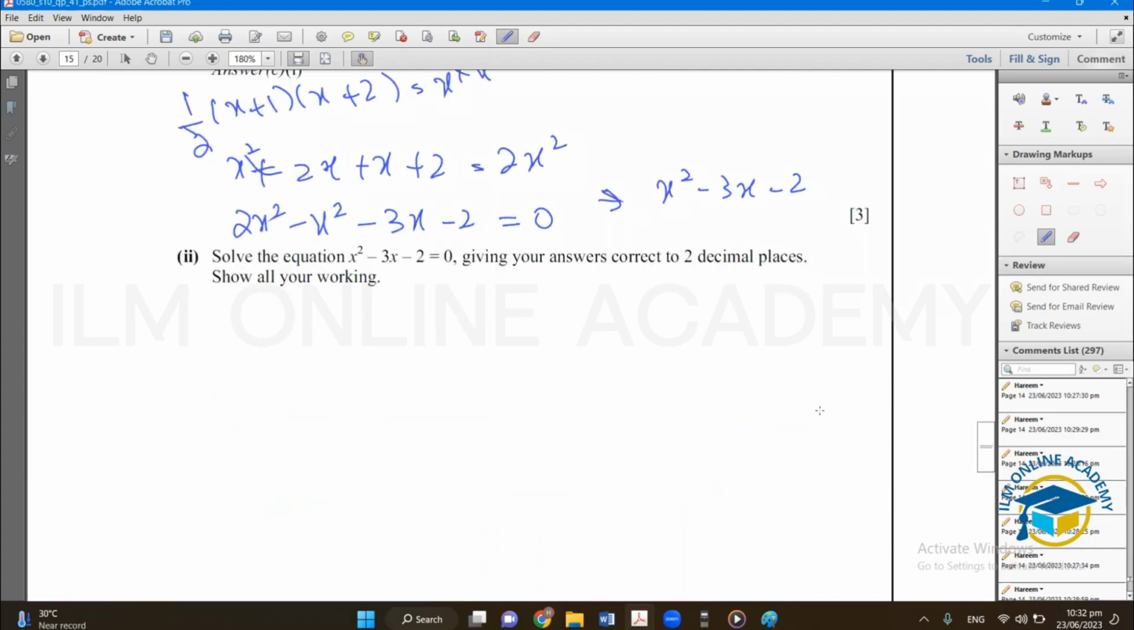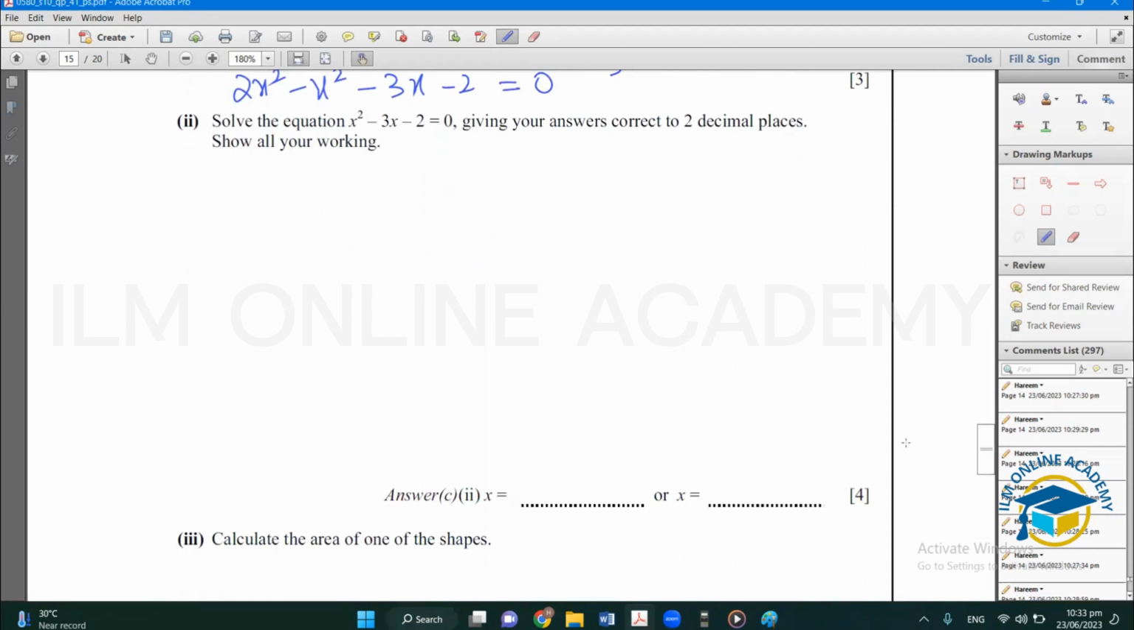Okay, that's the thing. Solve the equation x square minus 3x minus 2 equals 0, giving your answers to two decimal places, showing all your working. So they have given question number 4. That means we don't have to do this by the factorization method, or otherwise this can't be done through factorization. I've checked it. So the quadratic formula. The quadratic formula is basically: x equals minus b plus minus under root b square minus 4ac over 2a. So you already know that this is b, this is c, and this is a.